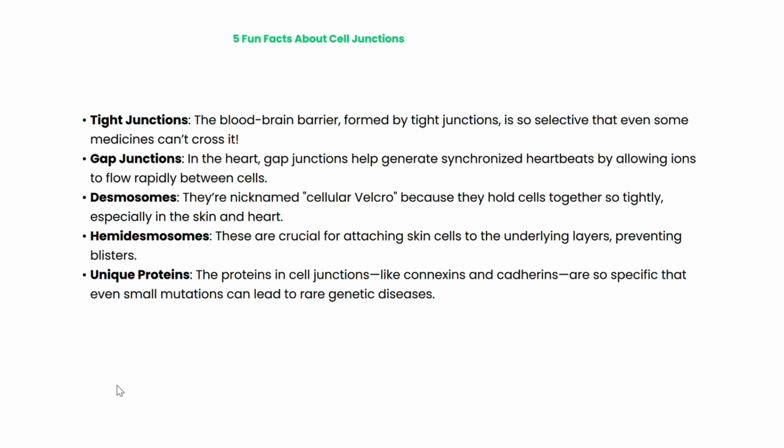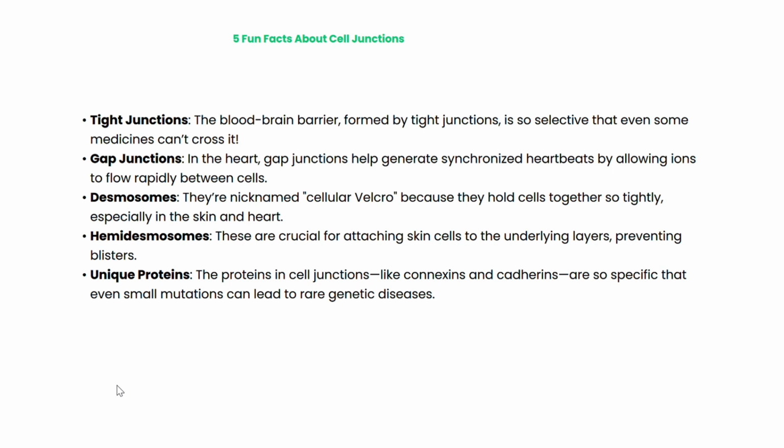The proteins in the cell junctions, such as connexin and cadherins, are incredibly specific. Even small mutations can cause rare genetic disorders, showing how vital these tiny structures are to life. From forming protective barriers to facilitating communication and providing strength, they are at the heart of cellular interaction.